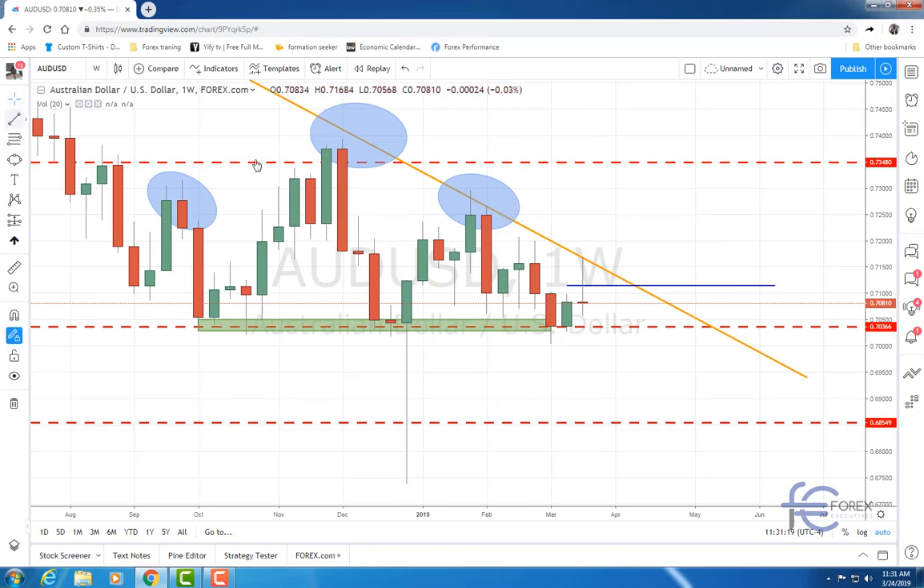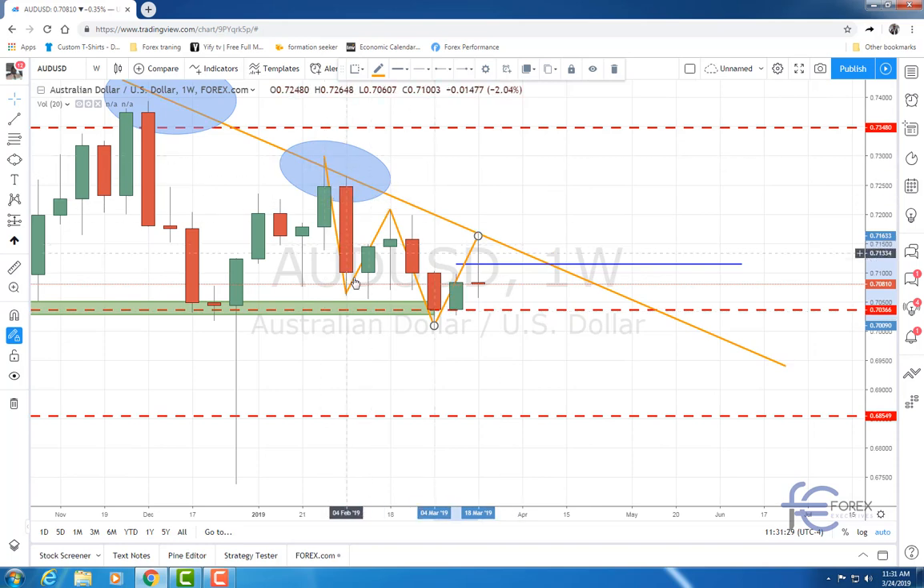Another confluence is right here. Market came down, market came up, market came down, market came back up. That is the letter W that was created. And 99.9% of the time after a W is formed, you have some type of strong bearish movement to the downside.